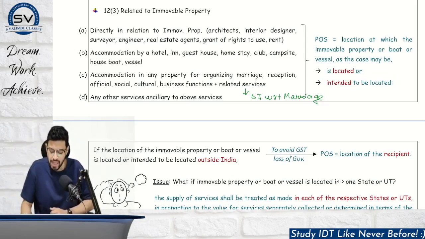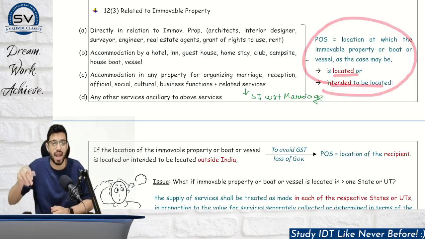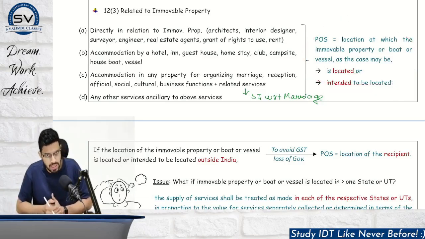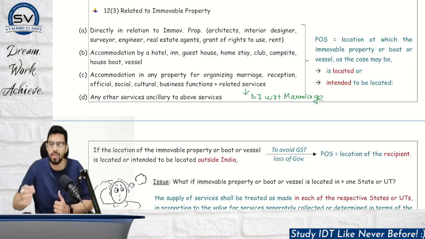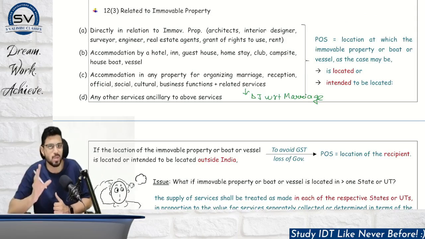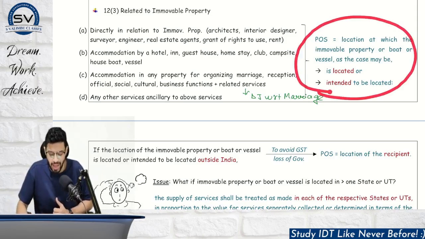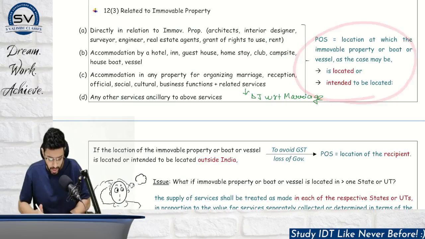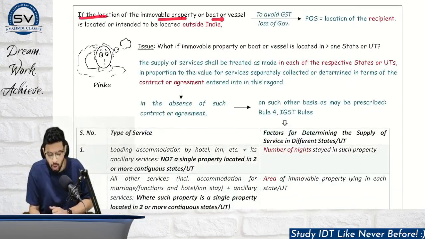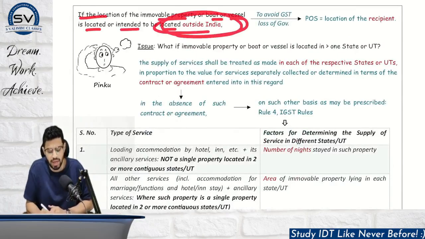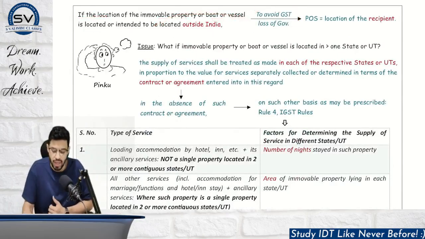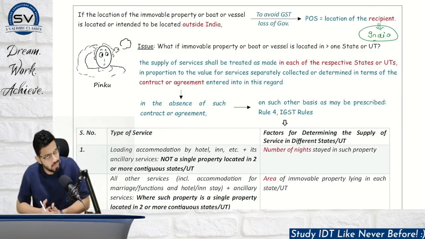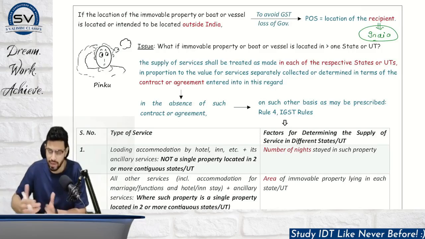Now, let's take an example. If the location or intended location happens to be outside India, the government will lose the GST. Why? Because the place of supply will move outside India. So the GST law very smartly puts in a small proviso and says that if this location happens to be outside India, the place of supply shall be the location of the recipient, not the actual location. You can read it here. If the location of the property or boat or vessel is located or intended to be located outside India, then to avoid the GST loss of the government, the place of supply shall be the location of the recipient, and this person is always in India because the section is applicable only when both are in India. I hope this is clear. This is a smart provision, but try to learn the logic rather than rote memorization.